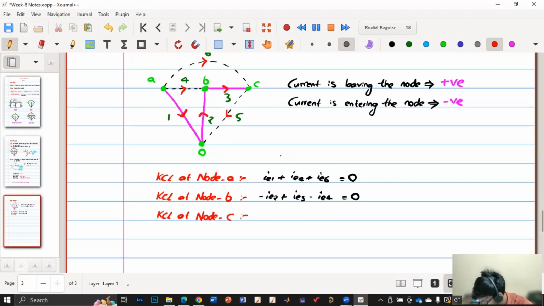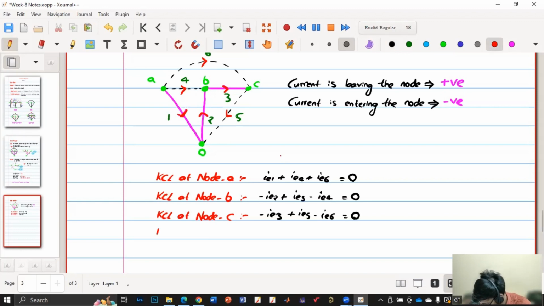What will be the KCL at node C? Sir, IE3 plus IE6 is equal to IE5. But if we want to write 0 on the right hand side, then negative will be for 3 and 6 and positive for 5. Our basic idea is to write everything on the LHS and RHS should be 0. We'll come to that part later. So minus IE3 plus IE5 minus IE6 is equals to 0.